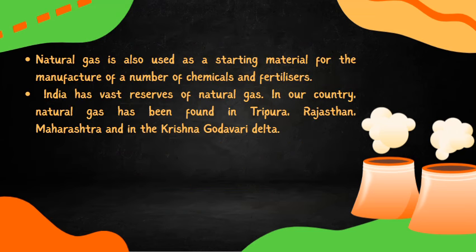It is also used as a starting material for manufacturing some of the chemicals and fertilizers. India has vast reserves of natural gas. And in our country, it is found in Tripura, Rajasthan, Maharashtra, and in the Krishna Godavari Delta. Remember once again where it is found and the uses of natural gas. Why is natural gas more advantageous? You can be asked a question in this way as well.